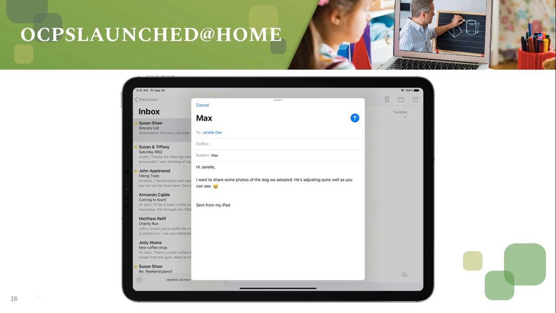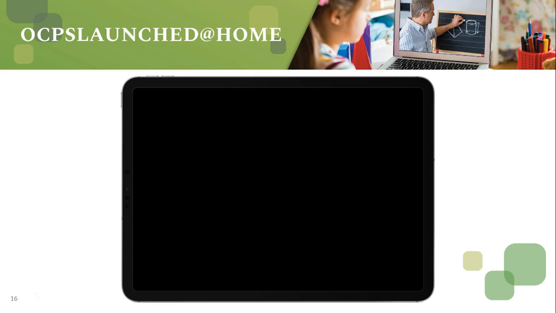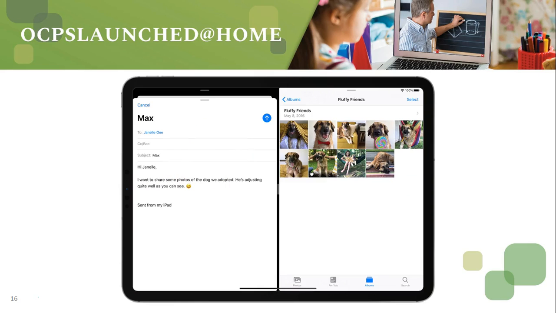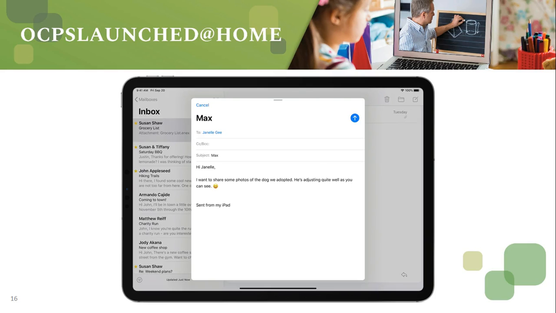Let's talk about how split view works. First, open any app. Then swipe up from the bottom of the screen to open the dock. On the dock, touch and hold the second app that you want to open. Then drag it off the dock to the left or right edge of the screen. This will be useful when they need to have Canvas Student and another app open at the same time.